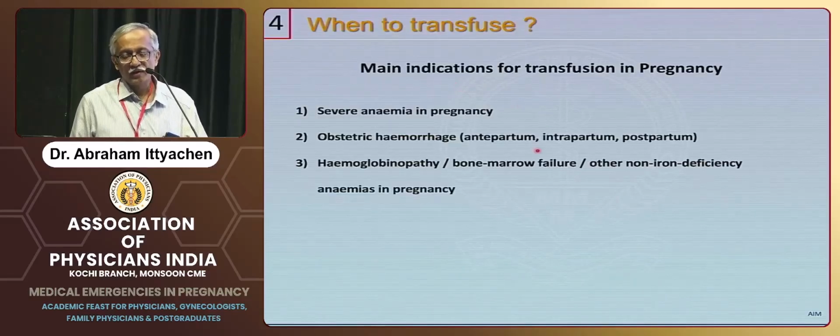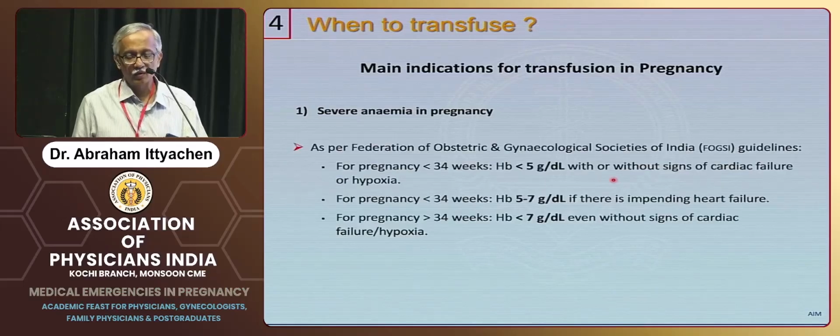There are several indications for transfusion in pregnancy: severe anemia in pregnancy, obstetric hemorrhage like antepartum, intrapartum, postpartum, and frank blood disorders like hemoglobinopathy, bone marrow failure, other iron deficiency anemias. I'll be sticking mainly to severe anemia in pregnancy. According to the FOGSI guidelines, pregnancy less than 34 weeks, hemoglobin less than 5 gram with or without signs of cardiac failure or hypoxia.